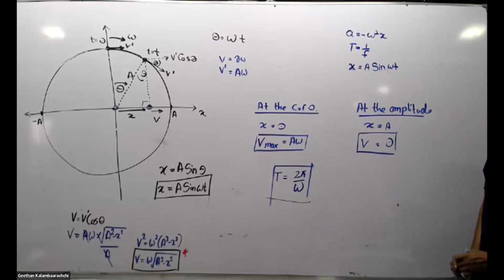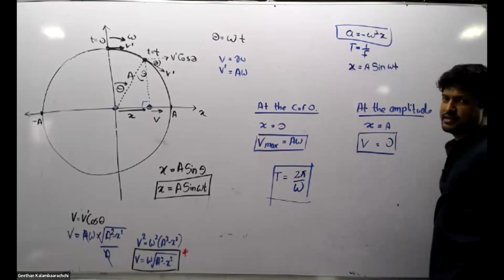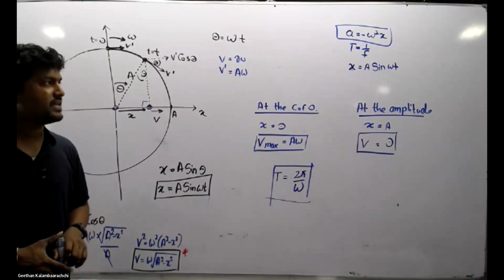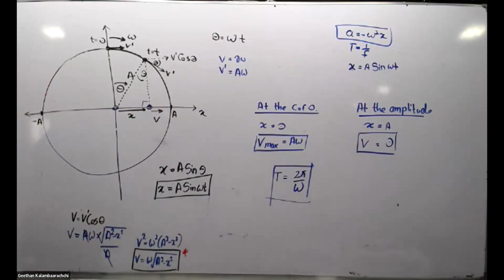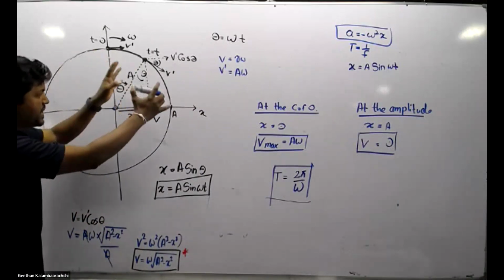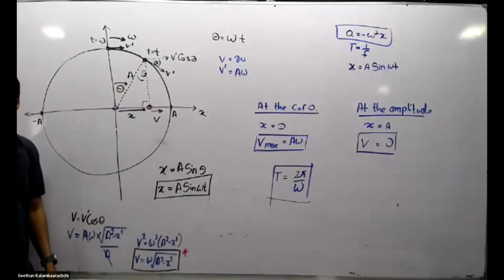How did you get this omega? Omega again is constant, because we have used this model to explain simple harmonic motion, or to get equations for simple harmonic motion.